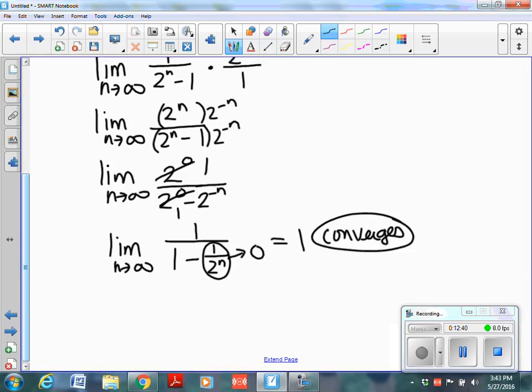The reason why I multiplied by 2 to the negative n is so that I could simplify both of these. Another way I could have done, I didn't even think of this, I could have divided everything by 2 to the nth, and that would have done the same thing.